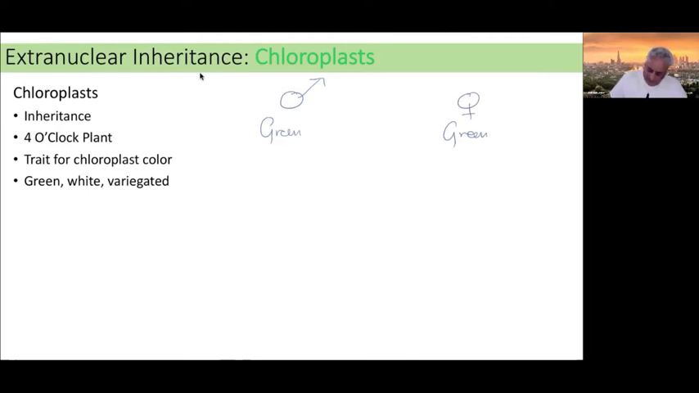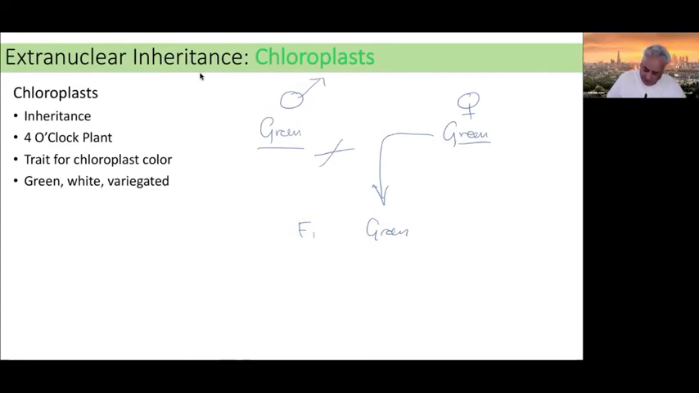And you can see here, the mother will pass in the normal chloroplasts, and all the babies will have green leaves. It doesn't matter what the father is, because the father does not pass anything in terms of chloroplast DNA into the offspring. So this is a maternal inheritance only.